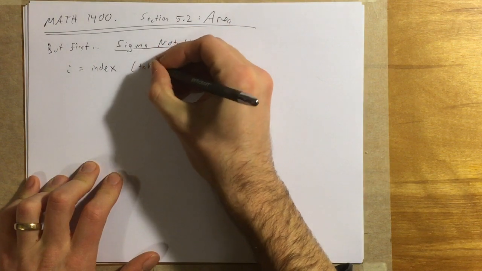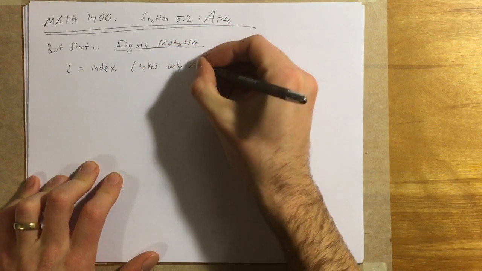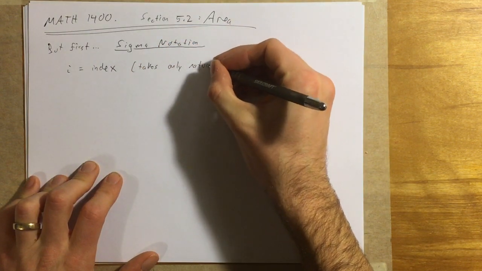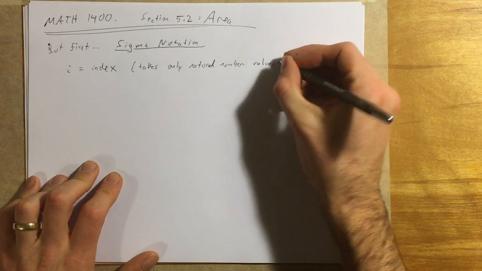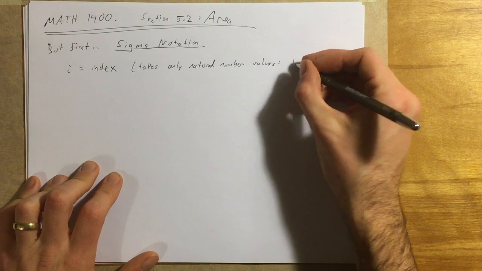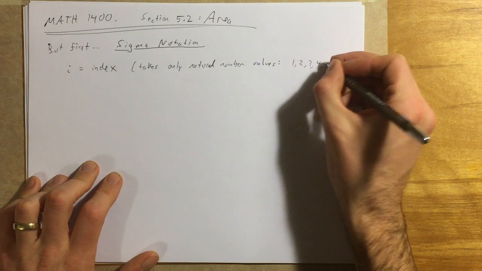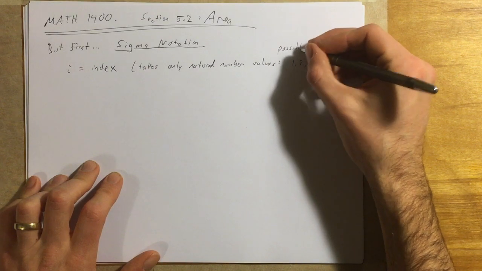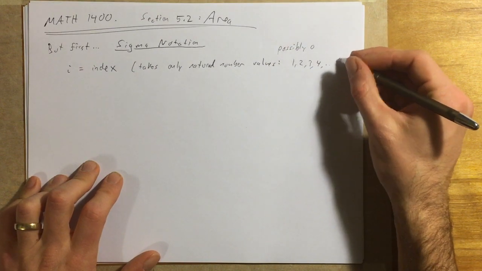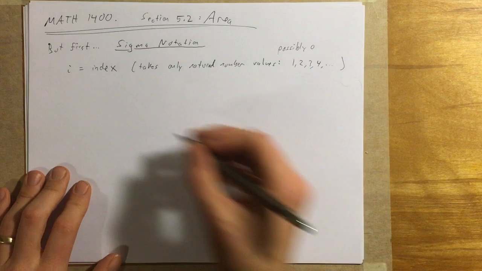So it takes only natural number values. That would be numbers like 1, 2, 3, 4, and so on. Possibly 0, but often starting at 1, at least for our purposes.